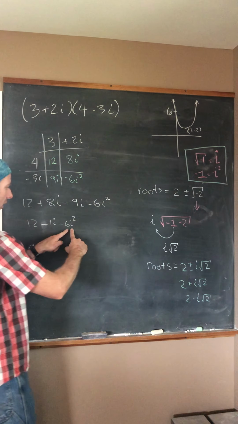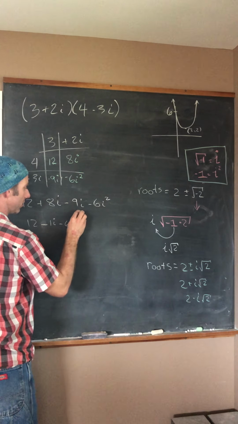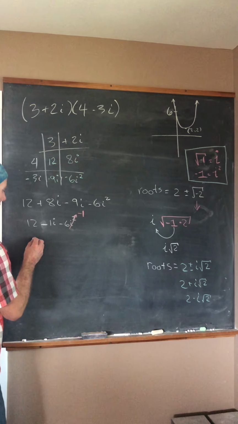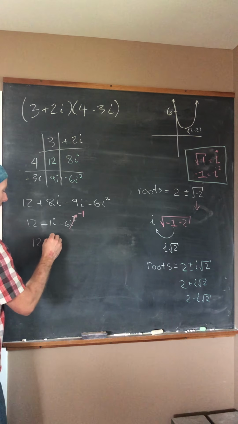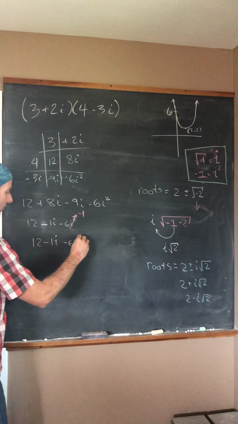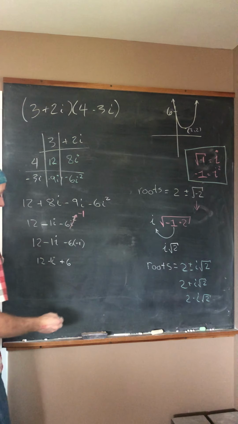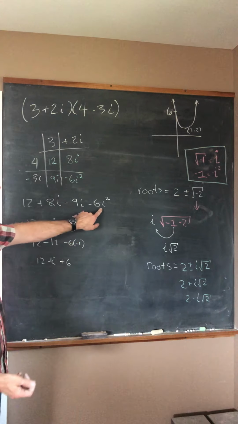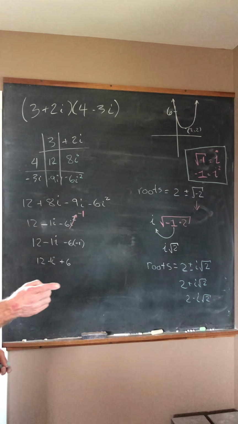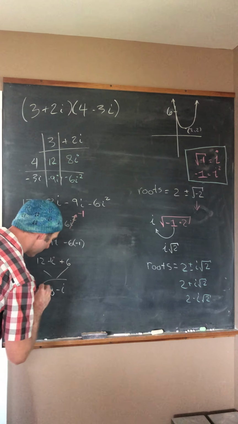No. i squared is negative 1. So this guy here goes to negative 1. So now we have 12 minus 1i. Now this is negative 1, so it's negative 6 times negative 1. 12 minus 1i plus 6. Hey, check that out. We just took a complex number and by squaring it, we uncomplexed it. That's a big deal. 18 minus i. Here's my answer right there.